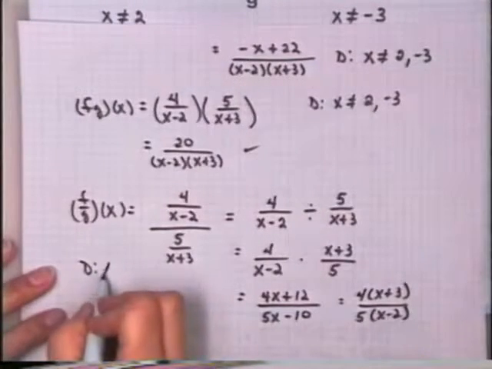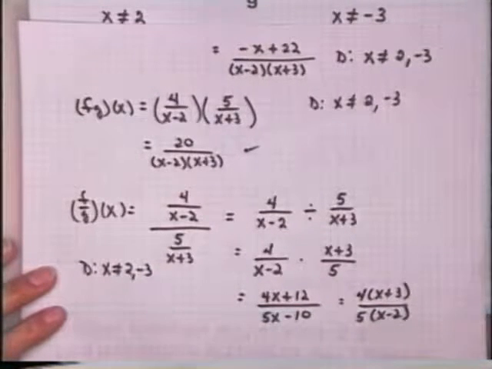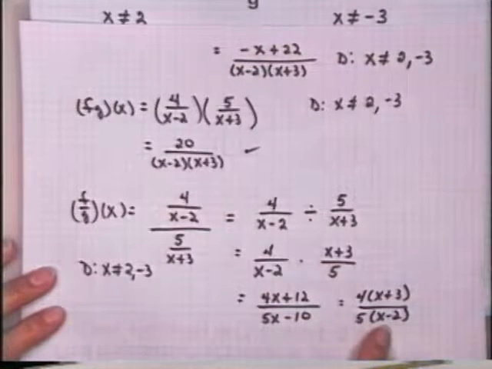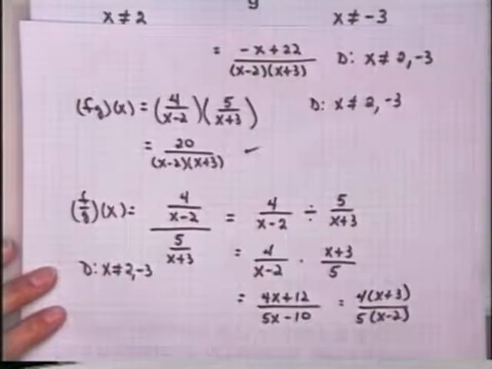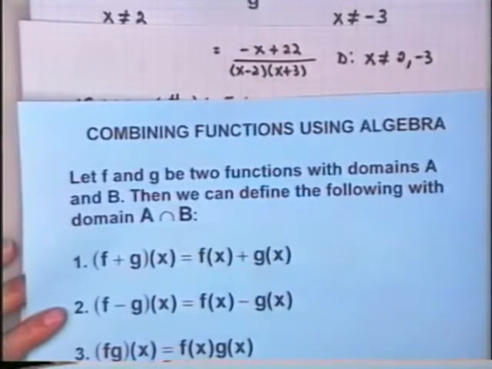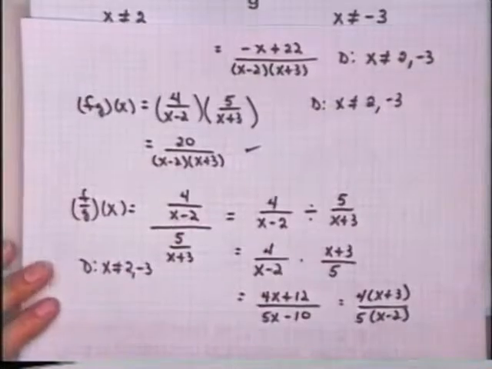Now our domain, x still can't be 2 and it can't be negative 3. If you look at this final form here, it appears that the only restriction would be that x could not be 2, doesn't it? But you'll notice in the original definition, if we're going to combine these, we start out by the numbers that are common to a and b. And since we could not use the negative 3 for that second function, we still can't use it to do the quotient because we can't be dividing by a function that's undefined in the first place.